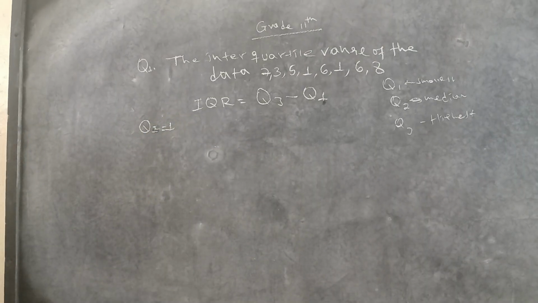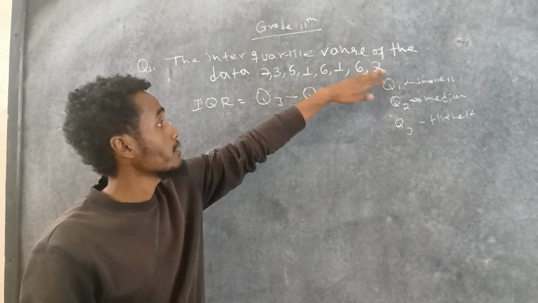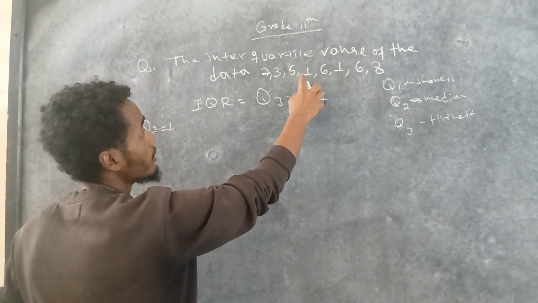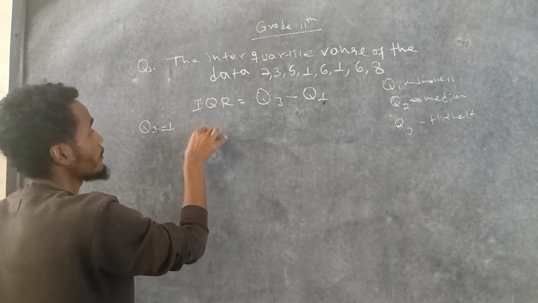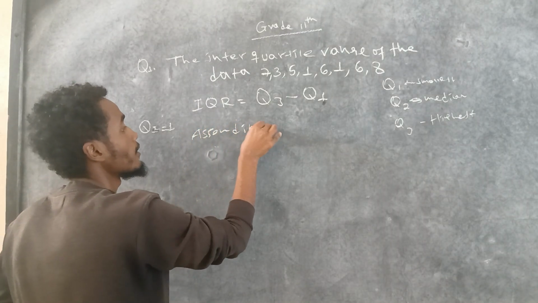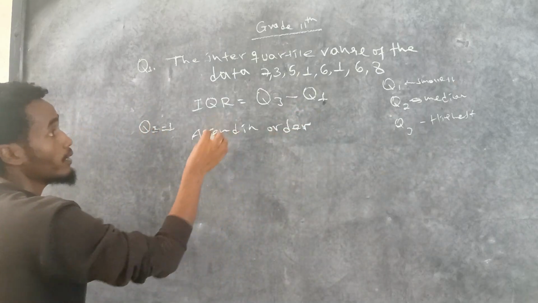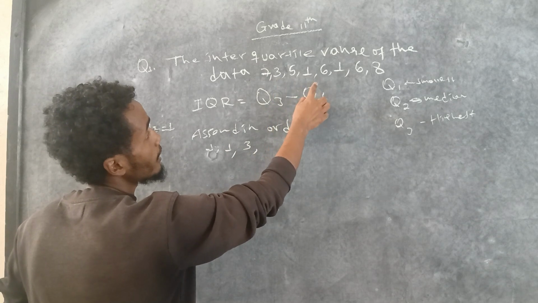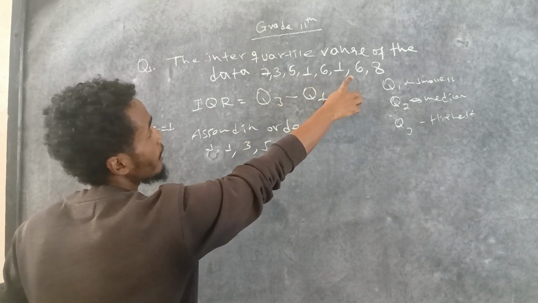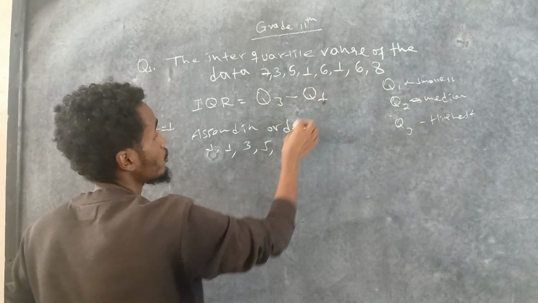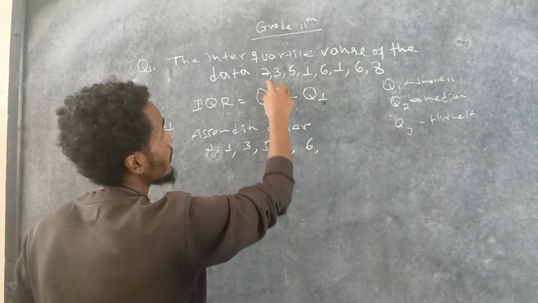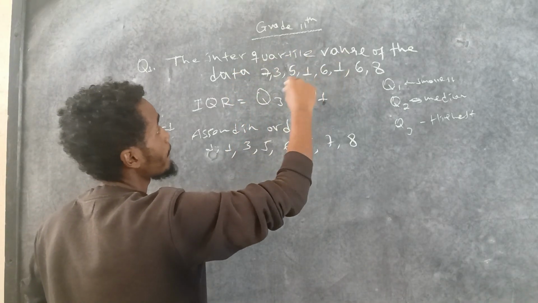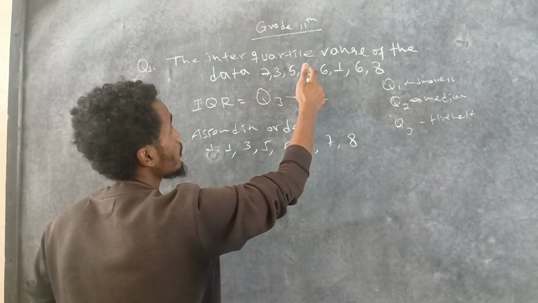Before that, we write this data in ascending order, from the smallest to the largest. So let's start: 1, 1, then 3, after 3 comes 5, after 5 there are two 6s, then 7, 8. Let's count the observations: 1, 2, 3, 4, 5, 6, 7, 8.